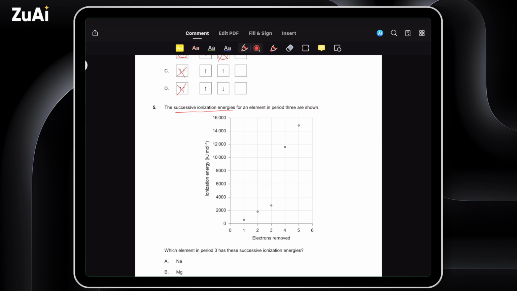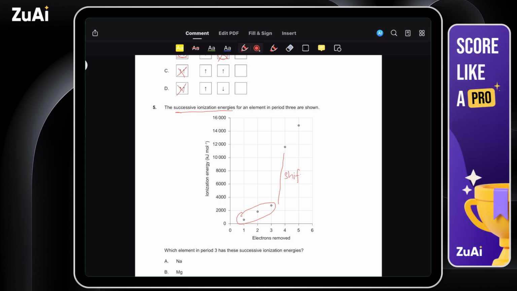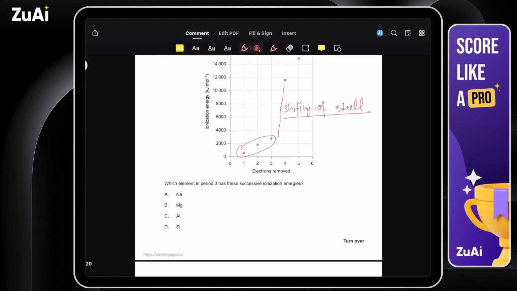Successive ionization energy graph. You have 3 ionization energies, then there is a huge gap. That means there is a shifting of shell. That's what you need to know. That means there are 3 electrons in the outer shell. After that, there is a shifting of shell. In sodium, there is 1 electron in the outer shell. In magnesium, there are 2. In aluminium, there are 3 electrons. So after 3 electrons, there is a huge gap. That's why the answer is aluminium.